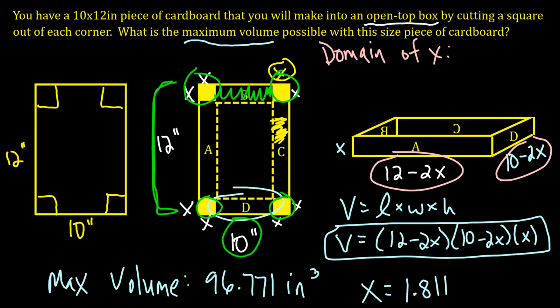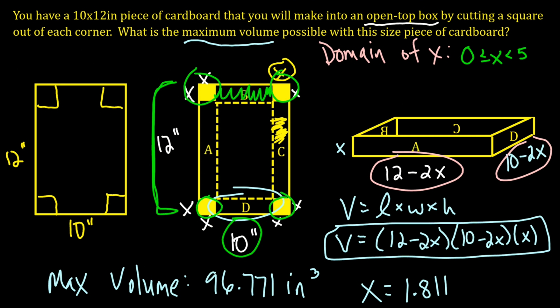So the domain, we would say, is between 0 and 5. You could have it be 0 and just be a flat sheet of paper, so 0 is less than or equal to x is less than 5. It can't be 5, because then you'd cut off everything on that one side. So that would be the domain.